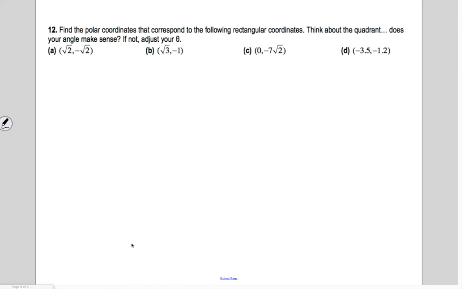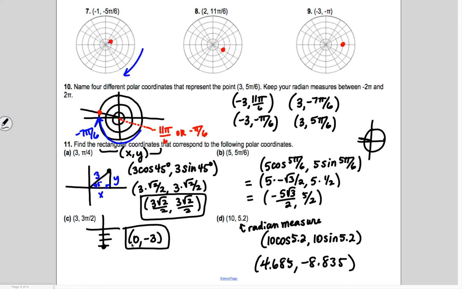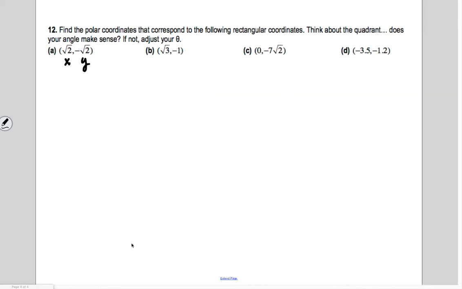Okay, so let's go backwards. It says find the polar coordinates that correspond to the following rectangular coordinates. So these are in the form x comma y. Do you guys remember that process that we just did there for vectors? We always said finding the component form, the x and y components is what we would say. So now we're going from component form to polar coordinate form, right? We want to know the r and the theta.